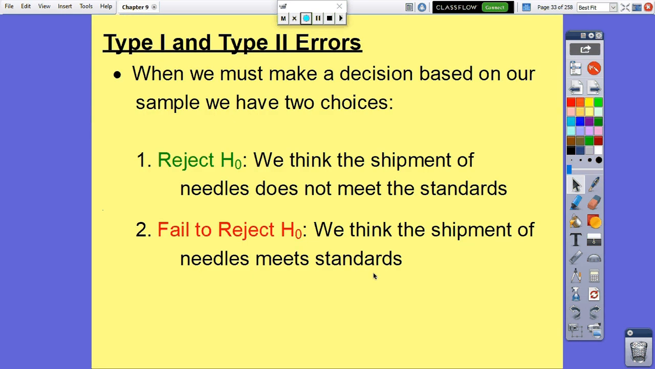So we're going to introduce this topic of type 1 and type 2 errors. But before we officially talk about what type 1 and type 2 errors are, here are initially our two decisions that we may potentially make in a significance test. If we have enough evidence against the null hypothesis, we will reject the null hypothesis. And we think that the shipment of needles does not meet the standards. Let's get them out of here.